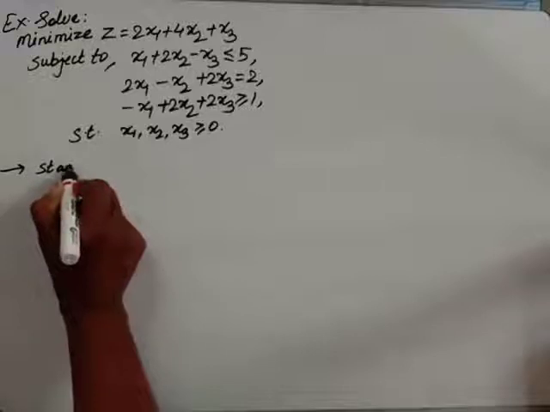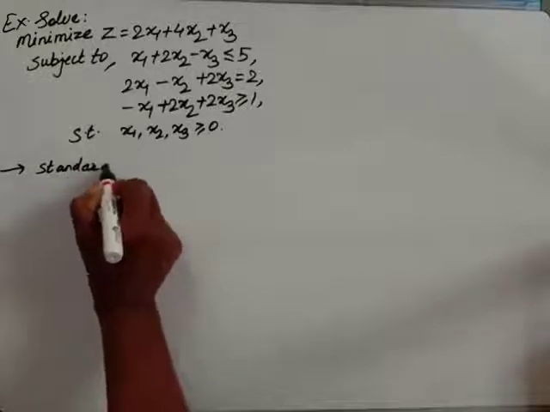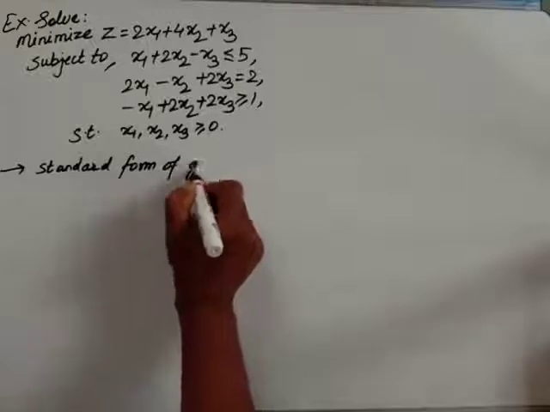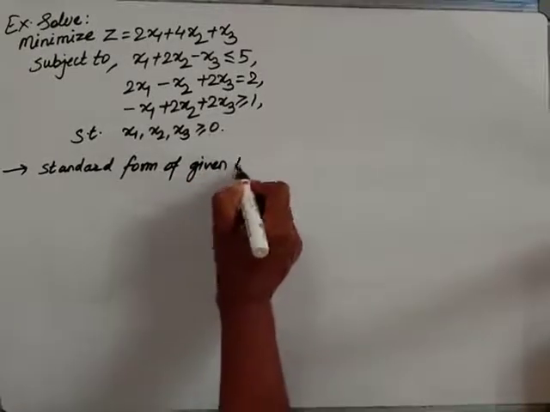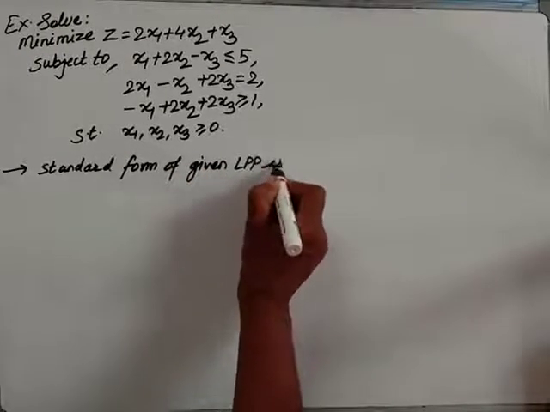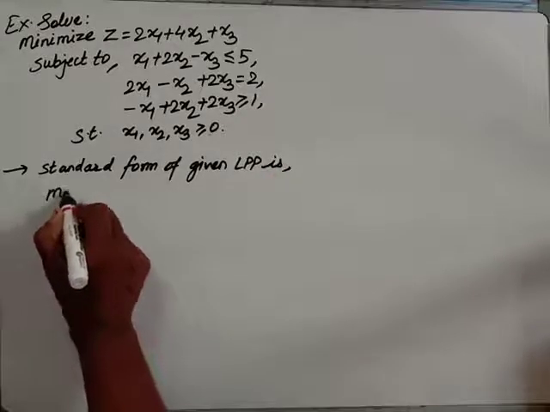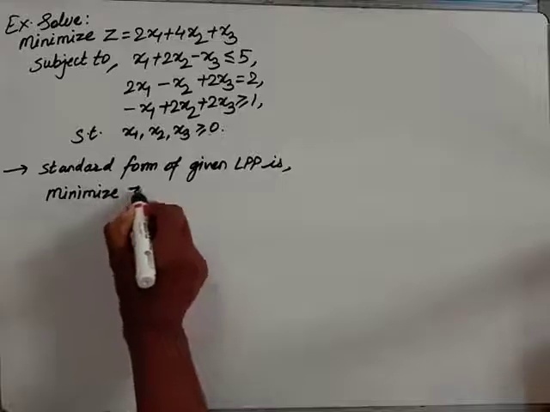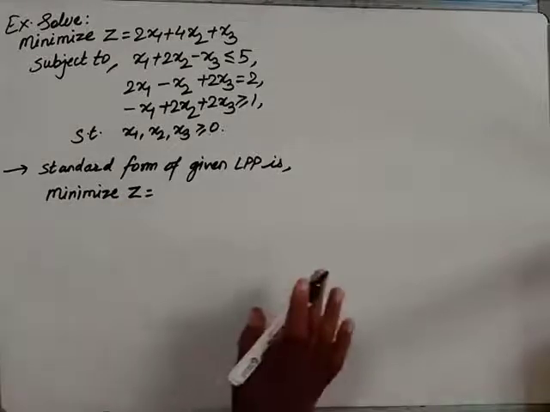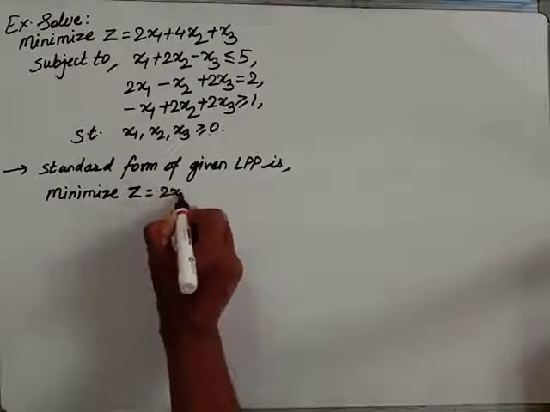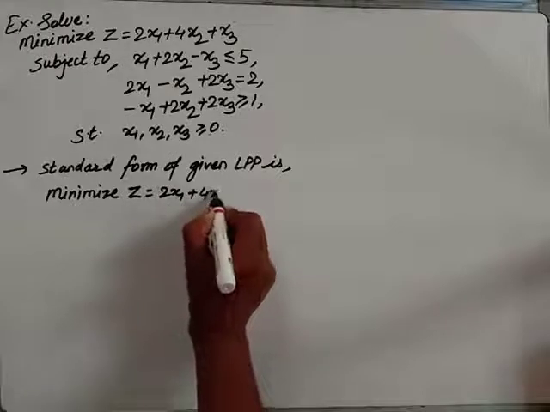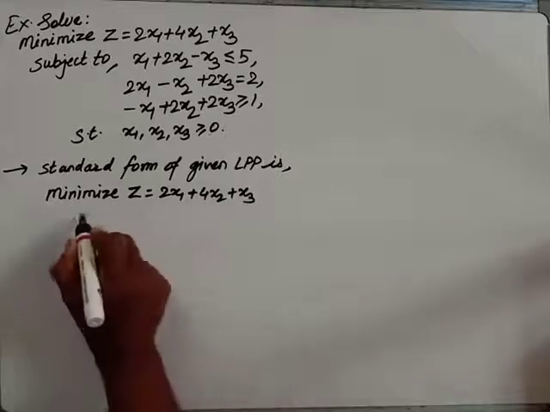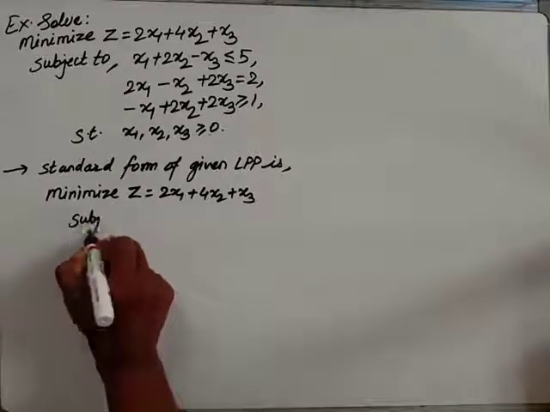The standard form of the given LPP is, what? In the standard form it is acceptable that the objective function is of minimization type. It doesn't affect. It will be 2x1 plus 4x2 plus x3. Let me keep it as it is. Subject to.